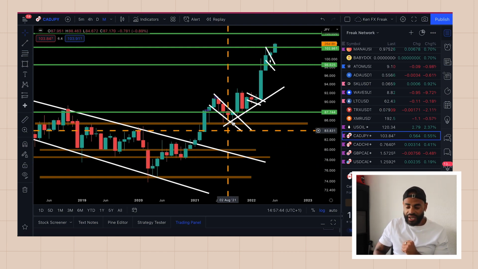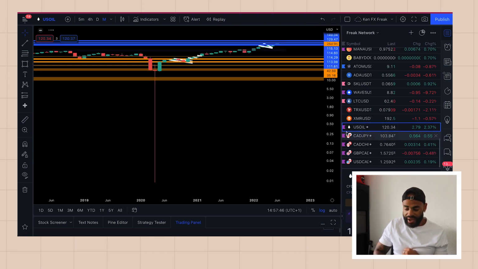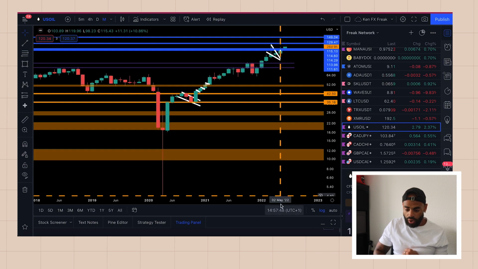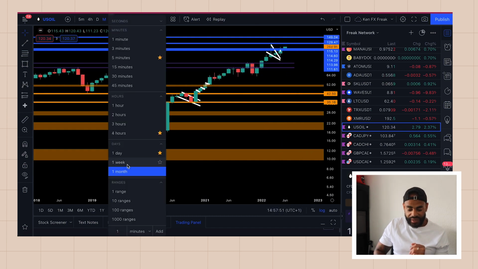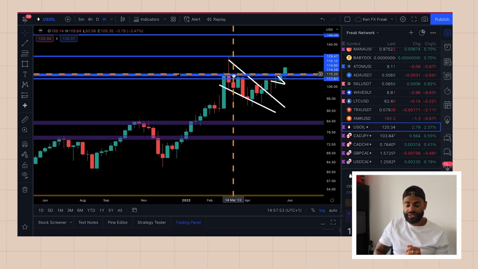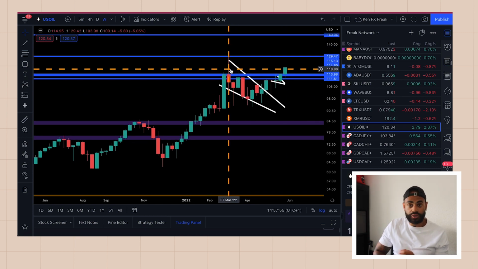This is CAD yen. You can see in line with what you're observing there in oil, right? And this is oil on a monthly. Now, firstly, actually, let's just speak about this. Price action on oil. This is US oil here. You can pull it up on TradingView.